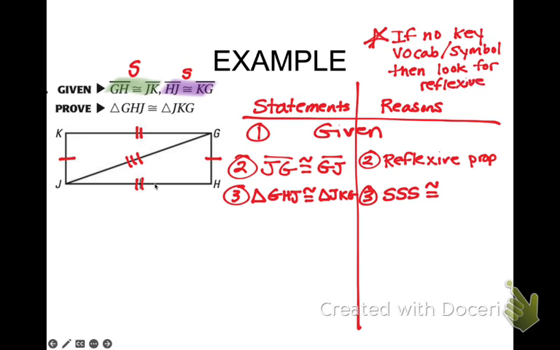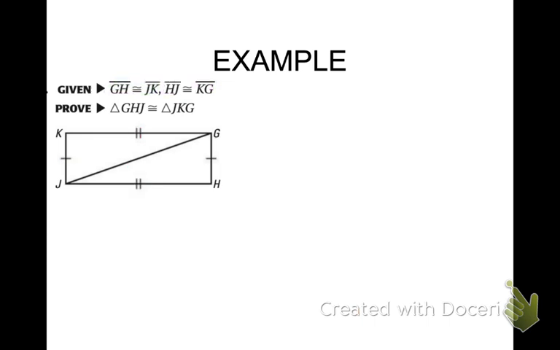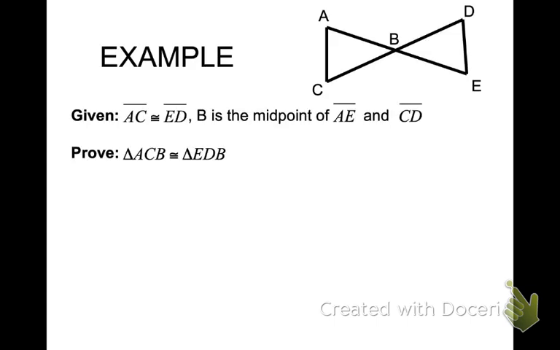And a reflexive property is just when they share that common side. So there'll be some type of diagonal through a rectangle or a parallelogram, or it'll be a triangle on top of a triangle, so it'll kind of look like a diamond with the line going straight through it. So if you've got no key vocabulary, look for the reflexive property. That does not mean that you couldn't have key vocabulary and a reflexive property happening at the same time, too. That may happen. But if you have nothing, then resort to reflexive property.